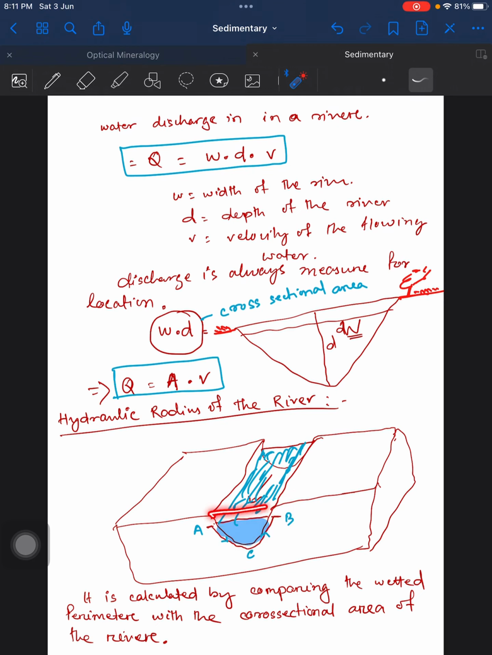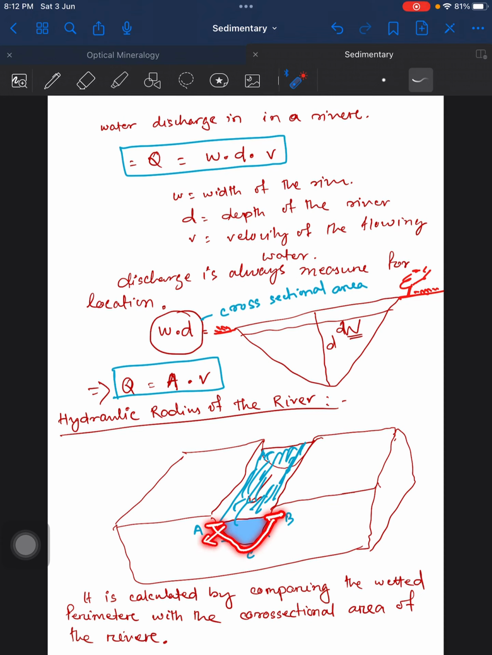We will not calculate the cross sectional area up to here. Once we call it the hydraulic radius, this is actually the hydraulic radius, from this point to this point, ABC. It is calculated by comparing the wetted perimeter. Up to here water is flowing, so this portion is wet.